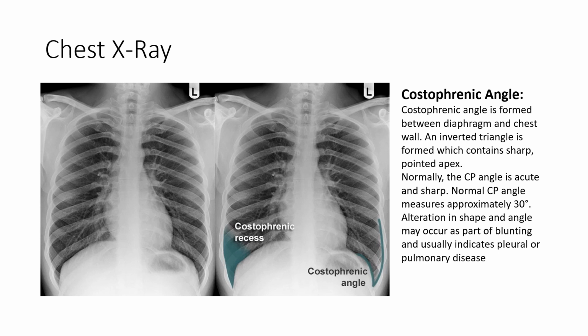Costophrenic angle forms between chest wall and diaphragm. It is actually a triangle with apex pointing downward. Costophrenic angle should be acute or sharp normally. Normal costophrenic angle measures approximately 30 degrees. Alteration in shape and angle may occur as part of blunting and usually indicates pleural or pulmonary disease.